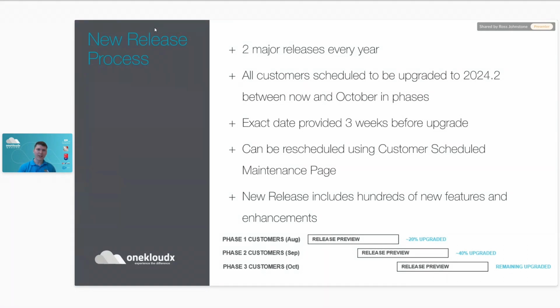Now, in terms of planning for your upgrade, you will receive your exact date around 3 weeks before your upgrade. In terms of what to expect during the upgrade, there's typically a period of 3 to 4 hours where this is scheduled, which falls outside of your typical business hours. But with that in mind, you can reschedule your upgrade using the customer scheduled maintenance page.